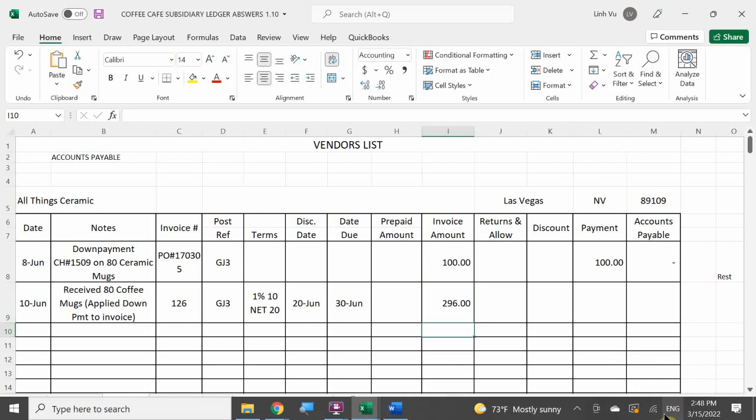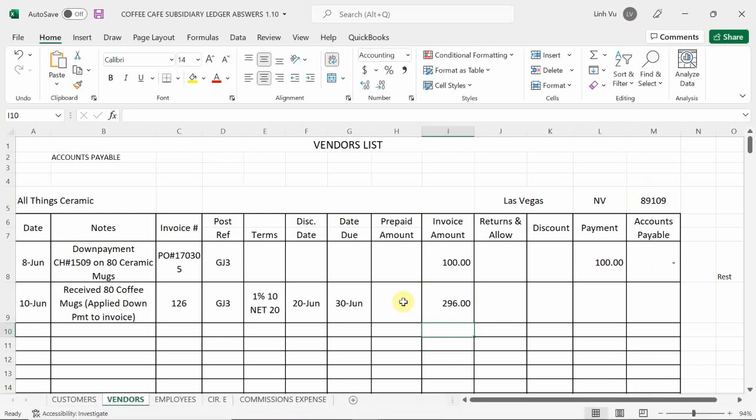But because I had a prepaid account or a down payment, this is where I'm going to apply my $100 down payment. So if I followed my formula correctly, now it's going to take my invoice amount minus my prepaid, minus my returns, minus my discounts, minus my payments to tell me that this bill right now is outstanding for $196, which is true. Right? This is what the bill says that I owe, right? I owe $196.